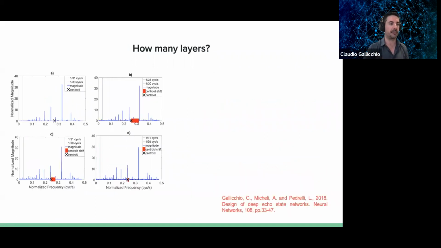And this is also nice because it can give you an intuition on how many layers to have in a deep recurrent neural network. For example, you can study the frequency content of the information present in every reservoir layer. Then you can say, I can try to stack another layer, and I see if there is a shift of the center of mass of this frequency content.